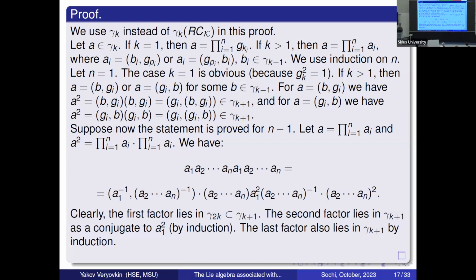Suppose now the statement is proved for n minus 1. Let A be like this, and A squared is this product. We have this formula, and the first factor lies in gamma_{2k}, but gamma_{2k} is a subgroup of gamma_{k+1}. The second factor lies in gamma_{k+1} as a conjugate to A_1 squared, by induction. The last factor also lies in gamma_{k+1} by induction, because this is squared.